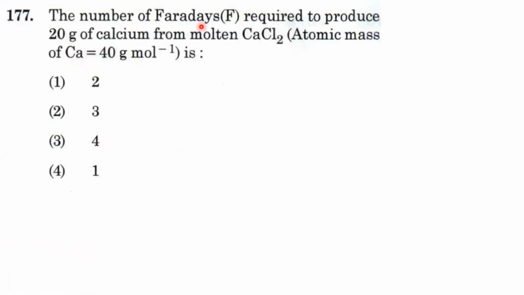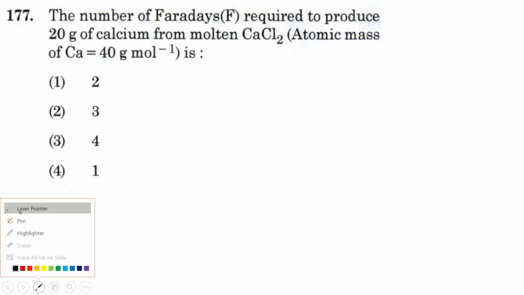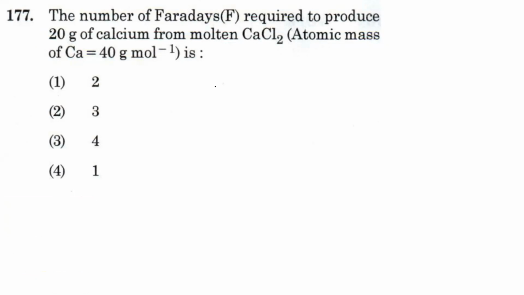Now, number of Faraday required to produce 20 gram of calcium from molten calcium chloride. Okay. How many Faraday they are asking? Now, in calcium chloride, calcium is 2 plus. It is taking 2 electrons and becoming calcium. So, to get 1 mole of calcium, we have to pass 2 moles of electrons. 2 moles of electrons means 2 Faraday.